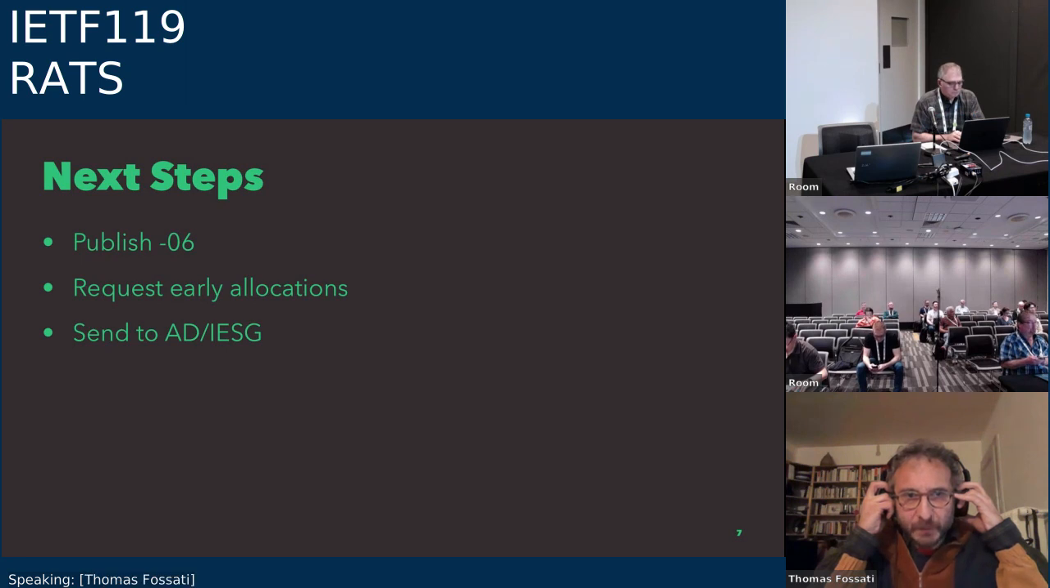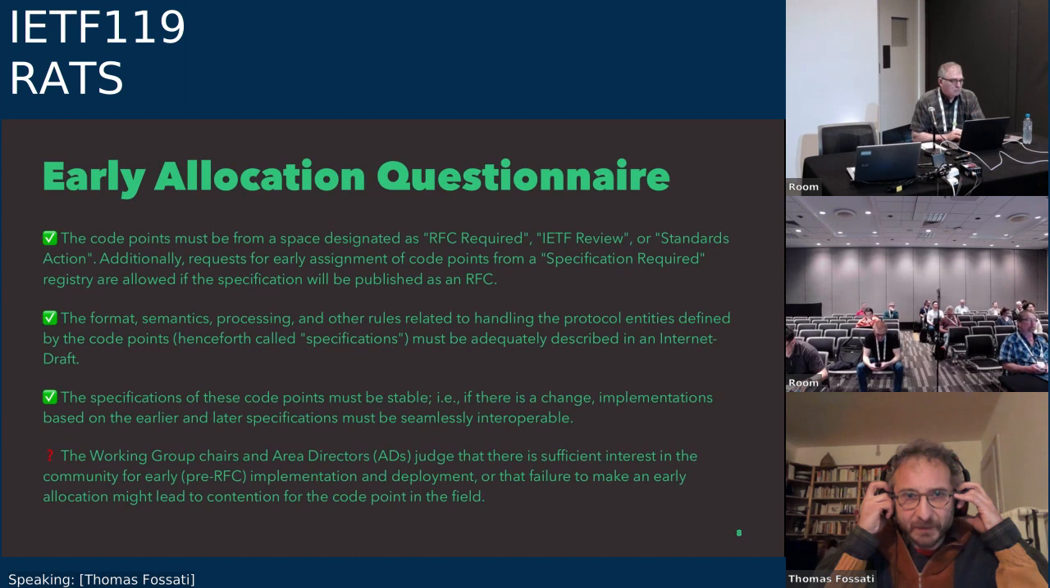Next, please. So I wanted to summarize the early allocation questionnaire from the RFC. We seem to be green on the 3 bullets, right? So the fact that the code points are from a space designated as RFC required, IETF review or standards action. In fact, it's under the application tree. All 6 are under the application tree. So the standard 3: the format, semantics and processing and other rules related to handling the protocol entities defined by the code points must be adequately described in an internet draft, and this is the draft where this happens. And then that the specification of these code points are stable, and we think they are. We haven't changed them for a while. They are in use in a few places already.